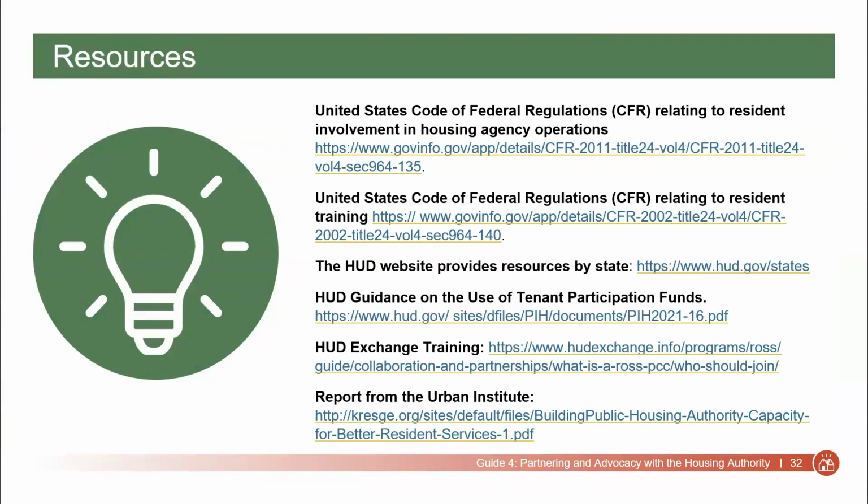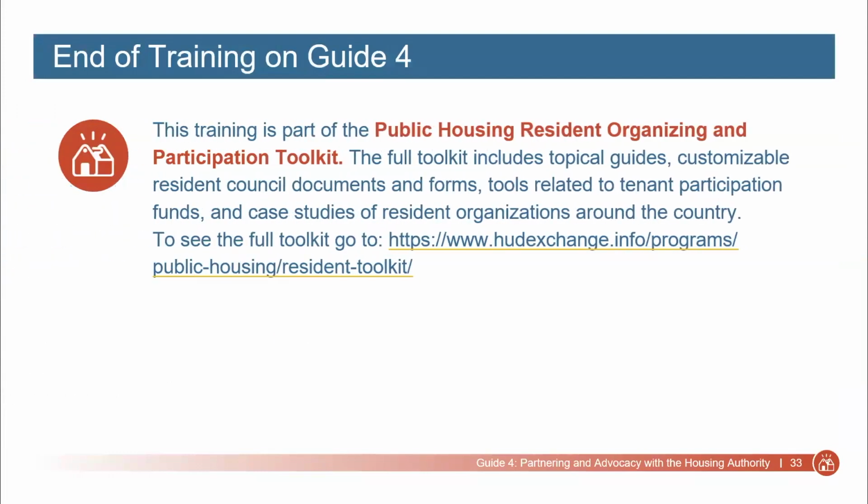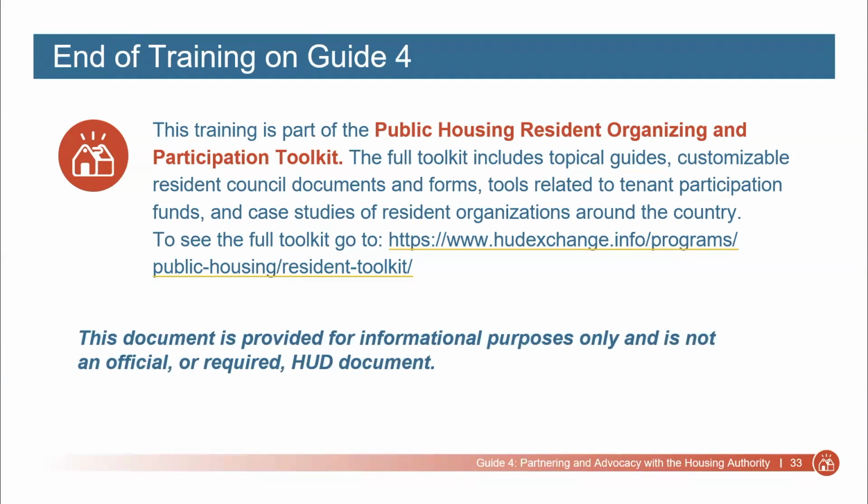These resources are related to the Guide 4 training. If you access the guide for this training, you'll find clickable links. This training is part of the Public Housing Resident Organizing and Participation Toolkit. The full toolkit includes topical guides, customizable resident council documents and forms, tools related to tenant participation funds, and case studies of resident organizations around the country. Please move on to the Guide 5 training, Advisory Boards and the Housing Authority Plan Process.